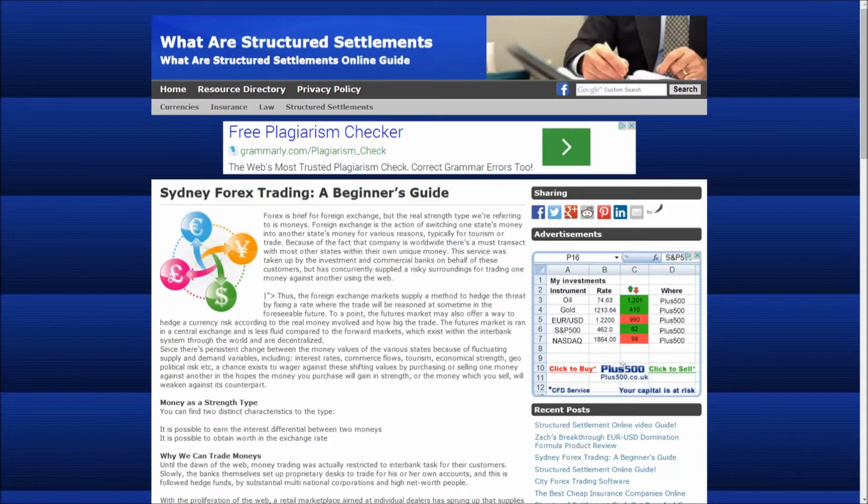This service has been taken up by the commercial and investment banks on behalf of their clients, but has simultaneously provided a speculative environment for trading one currency against another using the Internet.